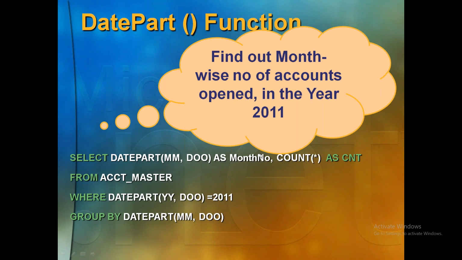If you want to display the month name, you can display it, but sorting has to be done with the help of the month number only. Clear? Then only you will be able to get Jan, Feb, March like that. Otherwise, it is not going to give you the data like this.